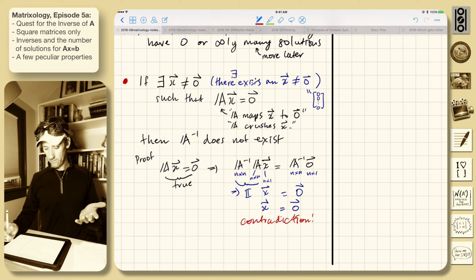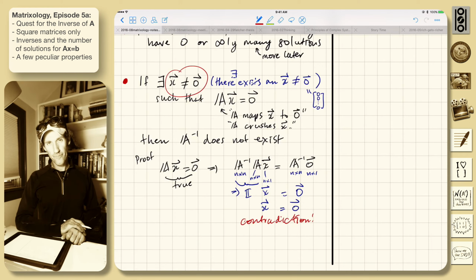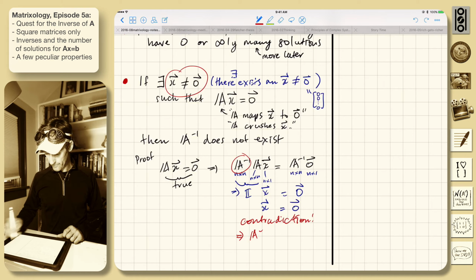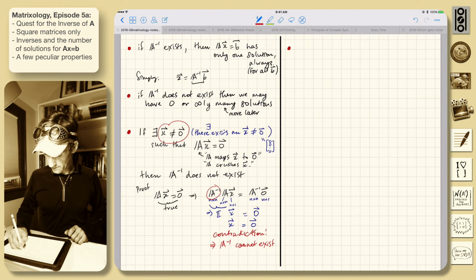We started with x, and x was not equal to 0. And we've shown that x is equal to 0. So this can't be true. So a to the minus 1 cannot exist. Otherwise, we'd be able to show that x is equal to 0. Okay, so this is a little foreshadowing. There's plenty on these slides now.